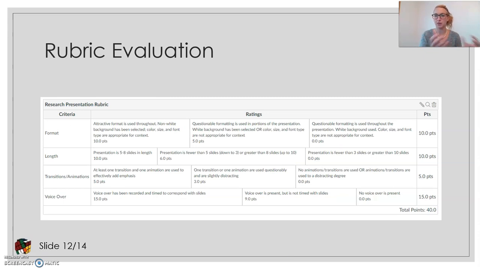Instead, when we think about maybe a research presentation, being really clear, we still have kind of big gaps in this rubric, and we don't have those clear descriptors as far as expectations are concerned, but we have more descriptive feedback here in terms of format, in terms of something being attractive, using a non-white background, having that color, size, font, those types that are appropriate here when we think about PowerPoint design. When we have length, they've met an appropriate length of 5 to 8 slides, and we give those descriptors as far as where those points go depending on how many slides over or under you are in the presentation.